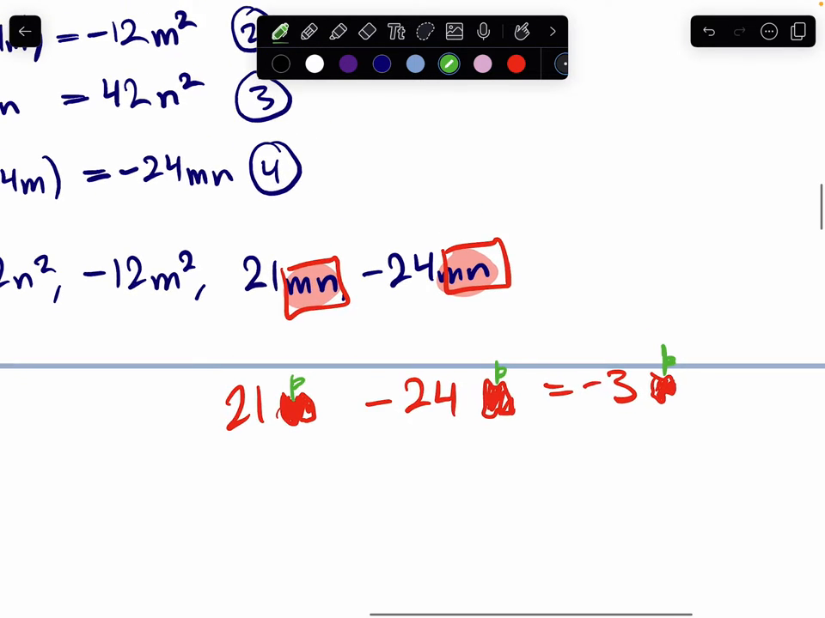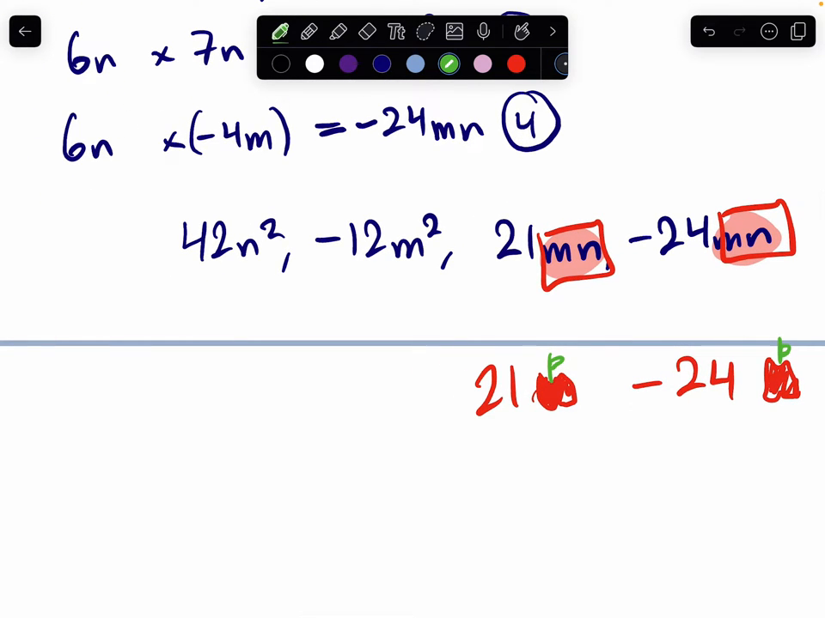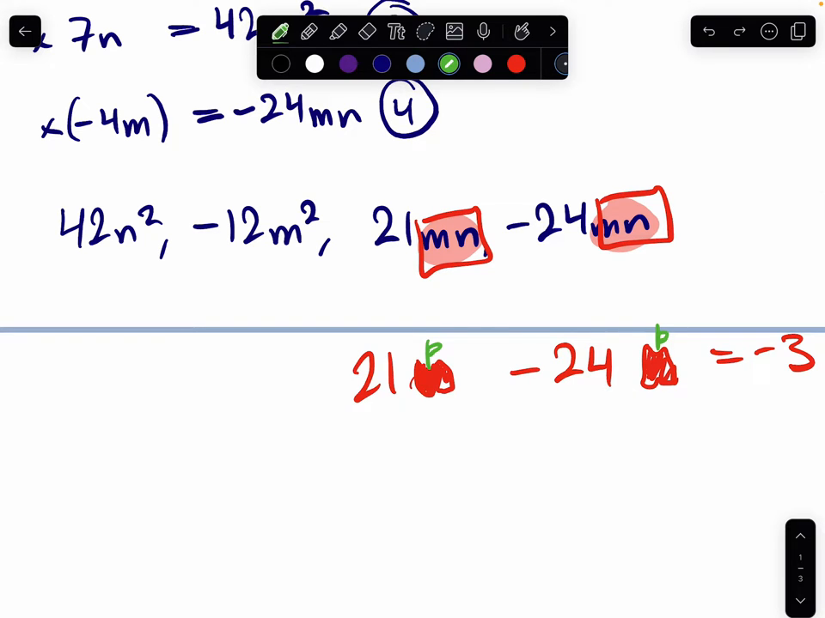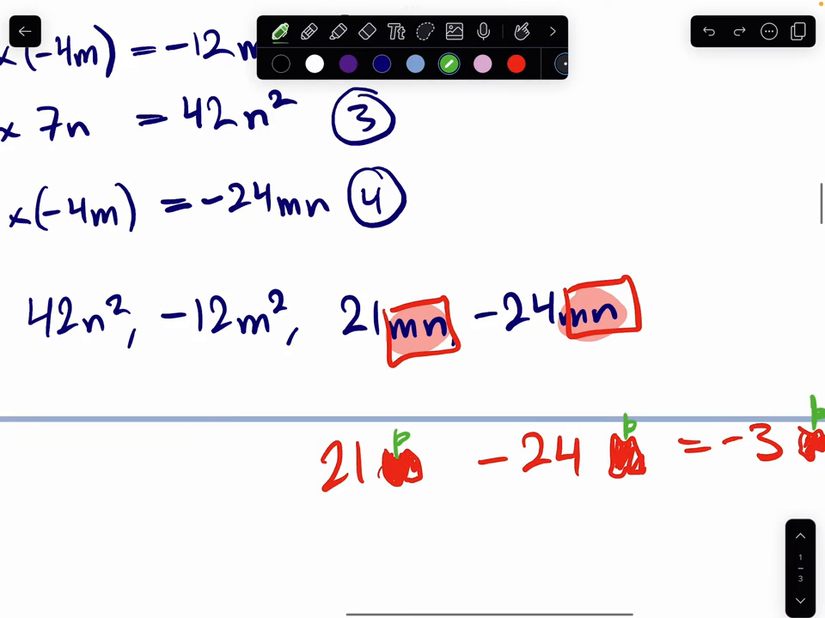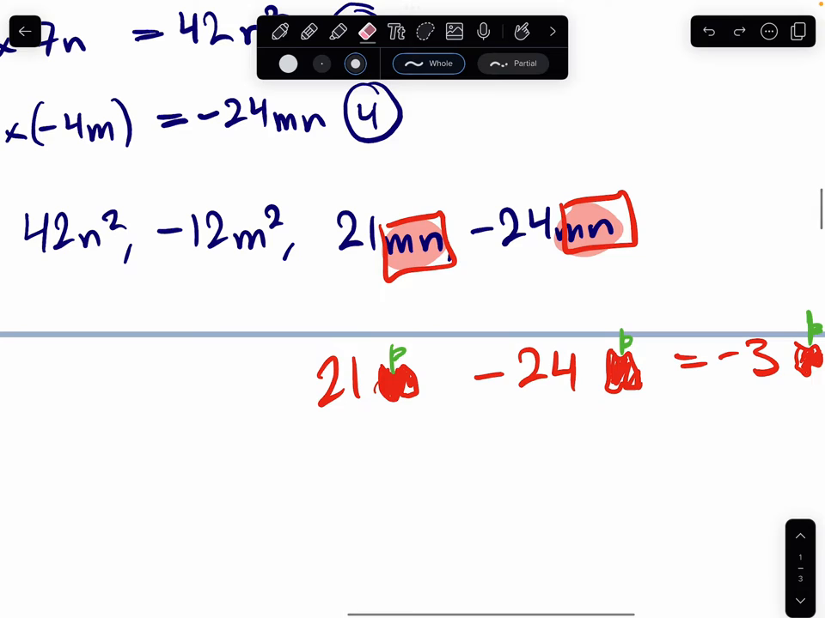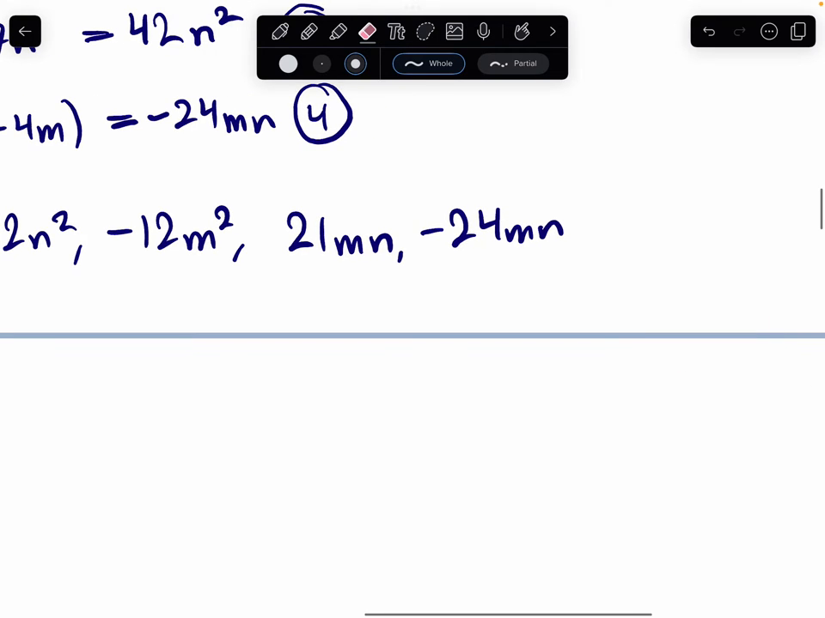But then with these ones, this is like you have oranges and this is like you have pears. If you have 6 pears and you take away 24 apples, you don't have negative 18 something. You just have 6 pears and negative 24 apples. So you keep them separate if you can't combine them. So knowing that, we're going to keep them separate.